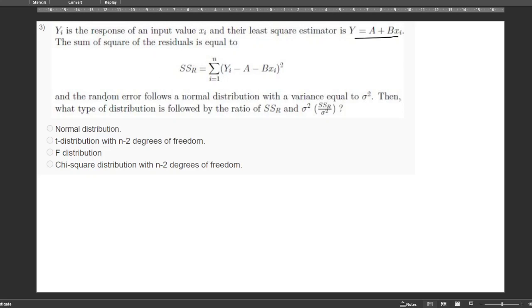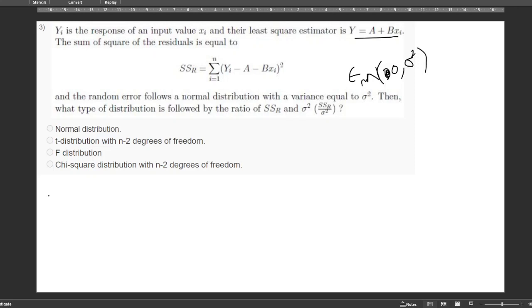So the random error follows a normal distribution with mean 0 and variance equal to sigma square. Then what type of distribution is followed by the ratio of the sum of the squares of the residuals and sigma square?